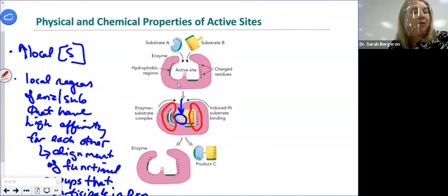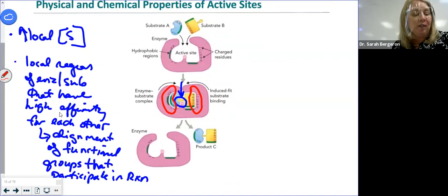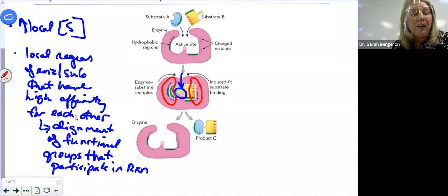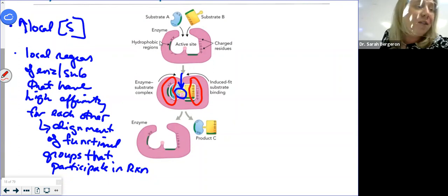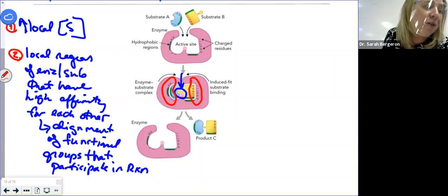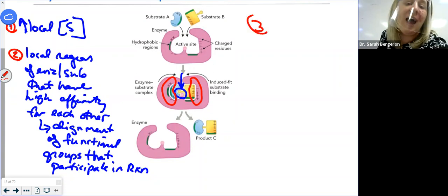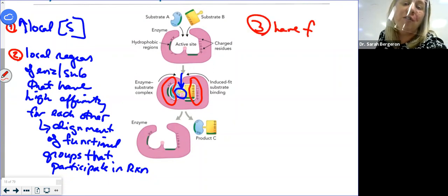And then the last thing, right? So physical and chemical properties of our active site, we're going to increase our local concentration. We're going to align our functional groups to participate. And then the third thing is we actually have to have functional groups that will participate. So this is like 1, 2, and then 3 is that we have functional groups that participate in the chemical reaction.